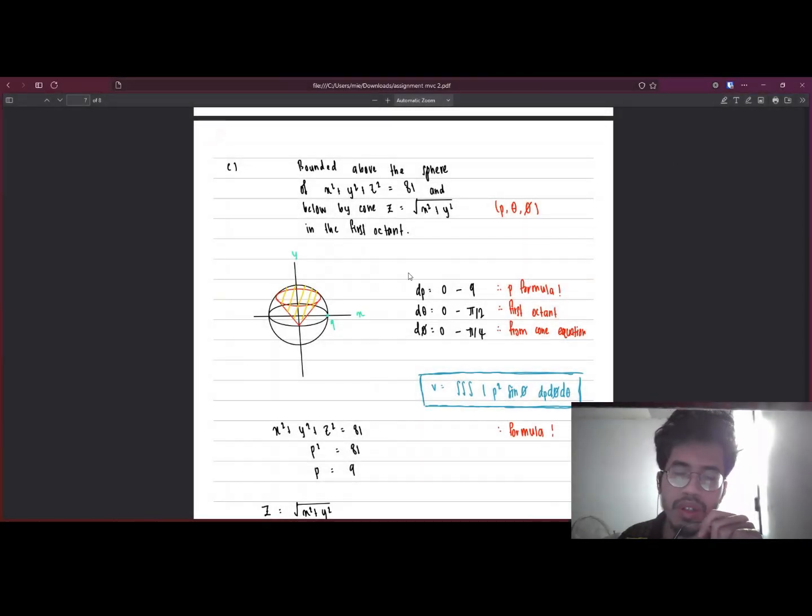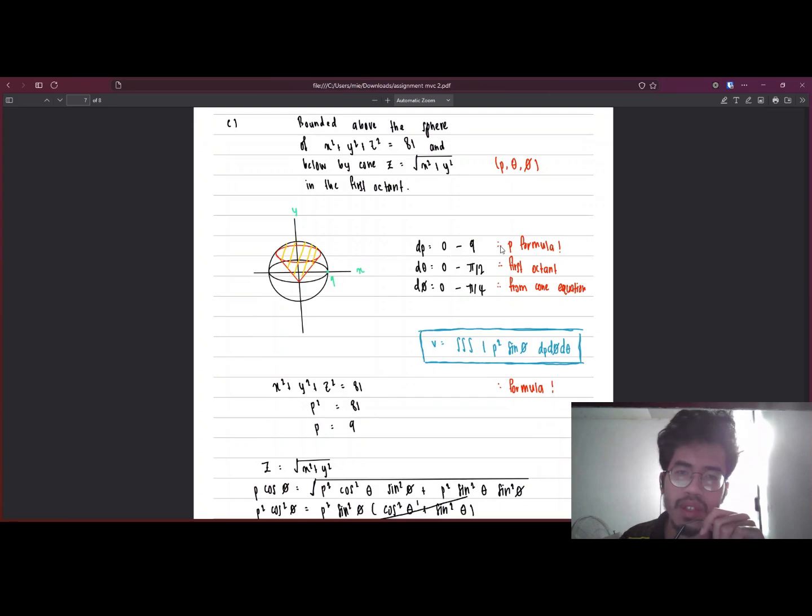So this is our answer for question 2c, and we need to prove using MATLAB. The question asks us to find the region bounded above by the sphere and below by the cone, and we need to use spherical coordinates, where you need to find rho, theta, and phi.